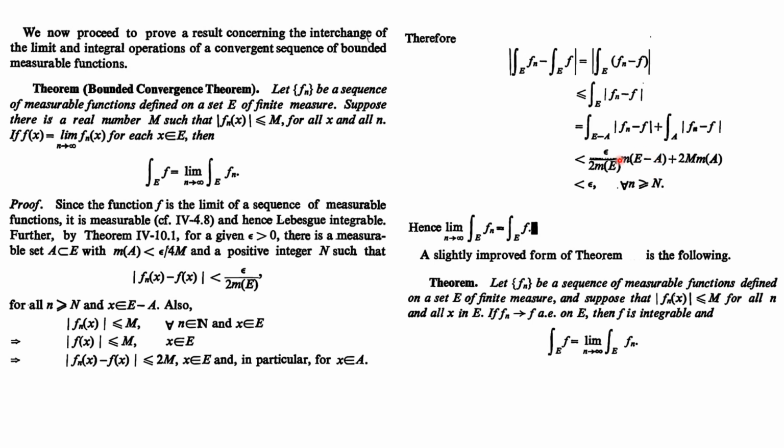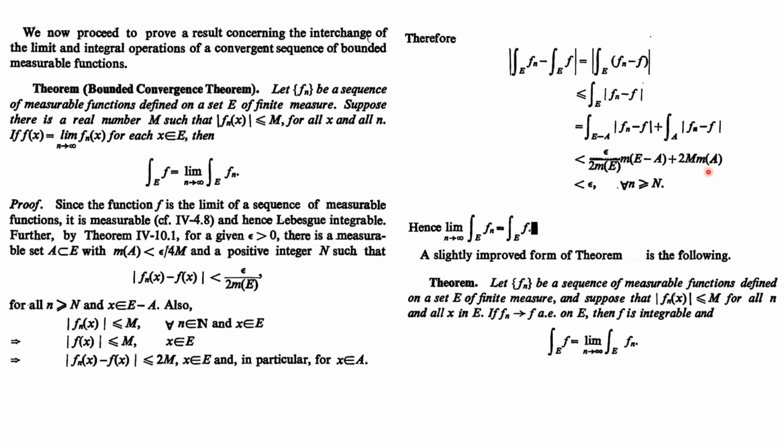So now just see, epsilon by 2 into measure of E minus A upon measure of E will be less than or equal to 1. Why? Because E minus A is a subset of E. So measure of E minus A will be less than or equal to measure of E. So this number is less than 1.